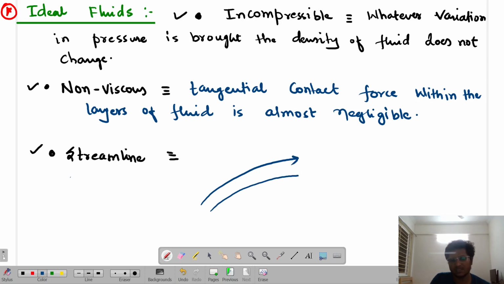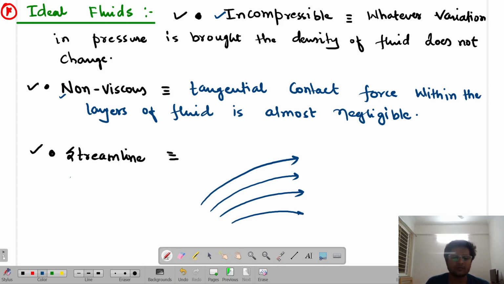Means they move in such a way that they have a particular direction of flow at any random instant of time. Are you able to get me or not? These lines will never ever intersect. You can feel like all the layers have different velocities and they are never intersecting with each other. So the ideal fluid has three properties: incompressible, non-viscous, and streamlined, meaning moving in a perfect direction of flow.